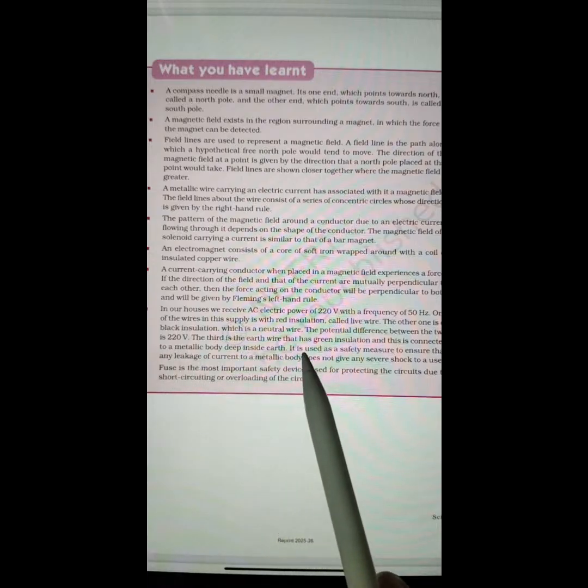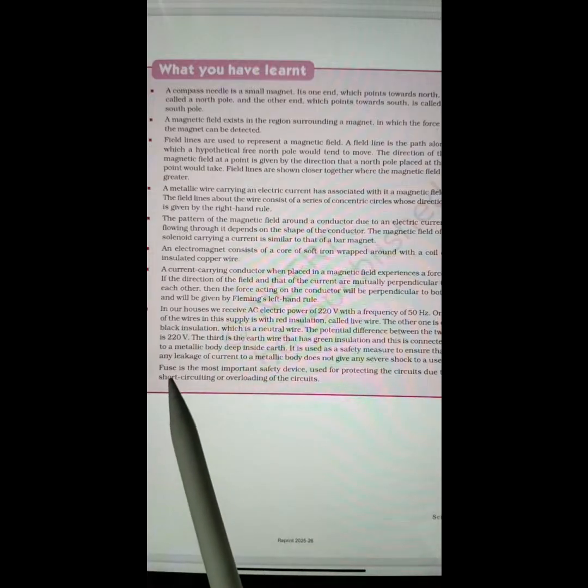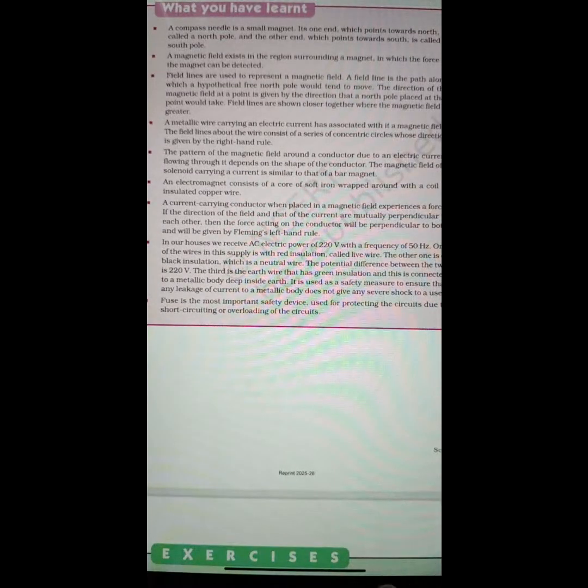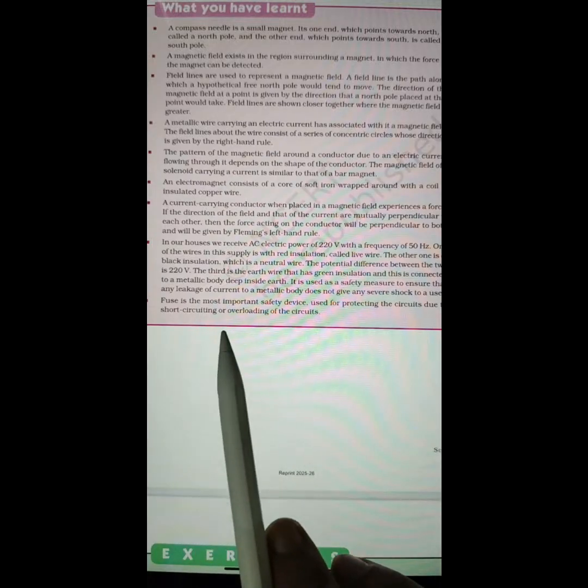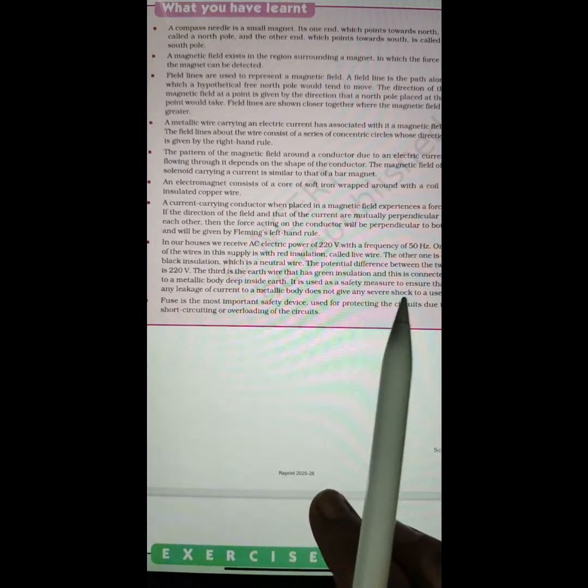The third is the earth wire that has a green insulation and that is connected to a metallic body deep inside the earth. It is used as a safety measure to ensure that any leakage of current to a metallic body does not give any severe shock to a user. Fuse is the important safety device used for protecting the circuits due to short circuiting or overloading of the circuits.